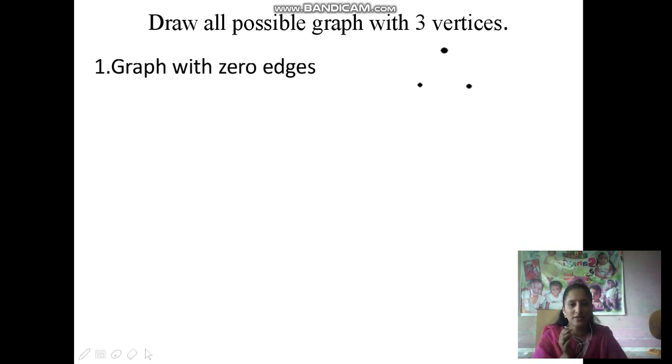Draw all possible graphs with 3 vertices. We have to draw the graph on 3 vertices. So first, graph with 0 edges. The graph contains 3 vertices, but there is no edge in the graph. This is also called a graph. The set of these 3 vertices is also called a graph with 0 edges. There is no edge between any of the vertices.